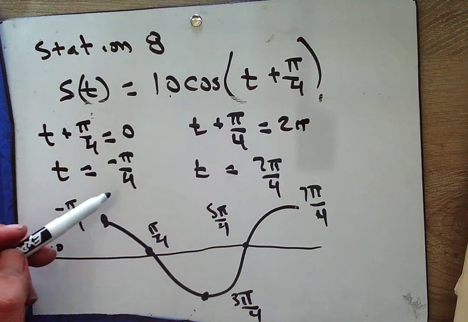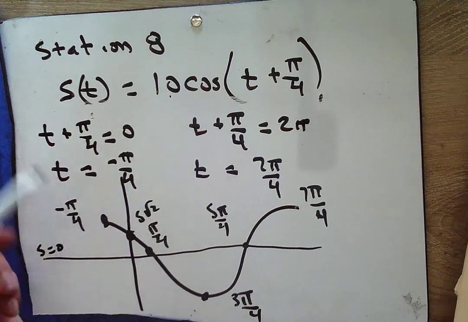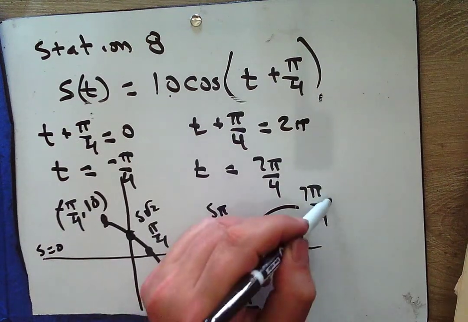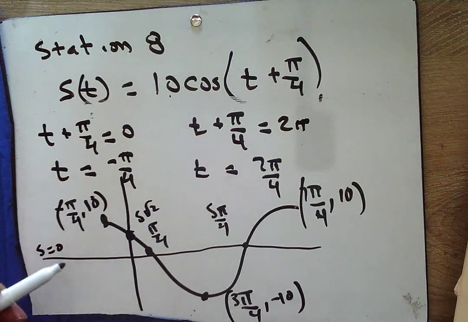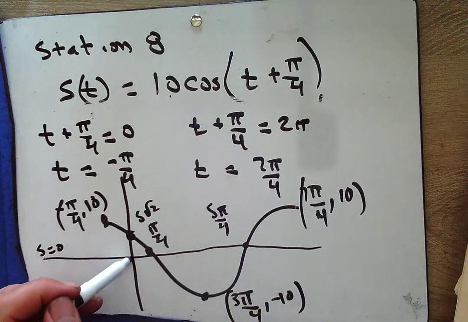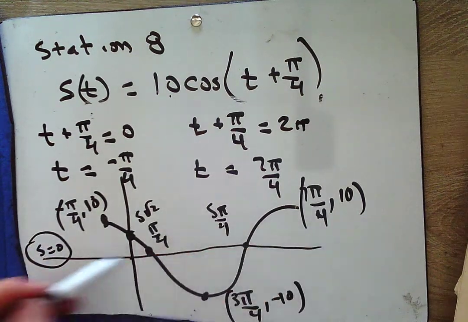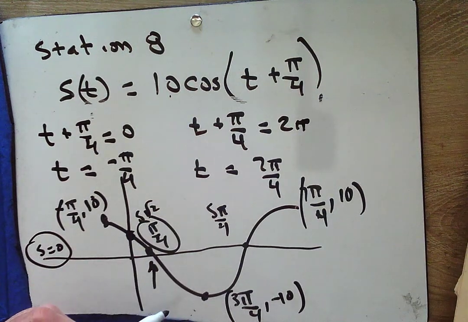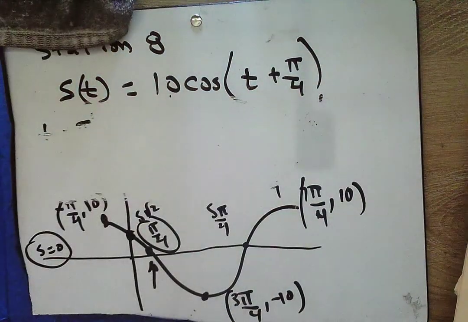And I thought we had that. Yes, at 0, we've got 5 root 2. Okay, 10 and negative 10 and positive 10. So what are we looking for? When does the object first reach the origin? Well, we just said that the origin is this line. It's not just that point. It's this line because position equals 0 every time we're touching that line. And the first time that happens is at pi over 4. The object first reaches the origin at pi over 4.